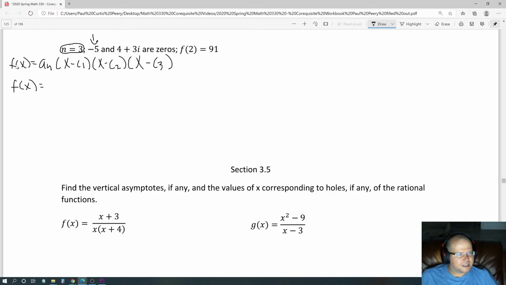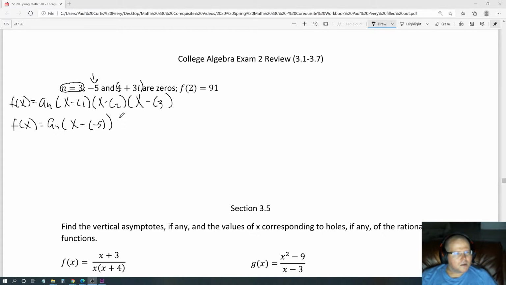The first one's pretty easy. It's going to be a_n times (x minus negative 5). Then we replace the next zero, 4 plus 3i, by putting x minus 4 plus 3i, and we'll do x minus 4 minus 3i. Let's simplify this: x minus the negative 5 is the same as x plus 5.